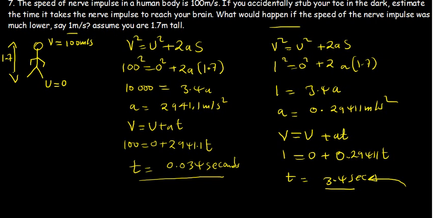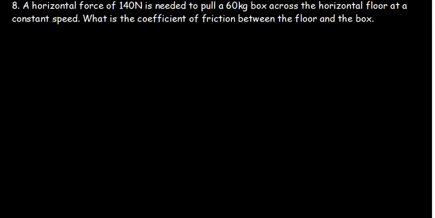Okay. Question number 8. A horizontal force of 140 newtons is needed to pull a 60 kg box across a horizontal floor at a constant speed. So here is the box. A horizontal force of 140 newtons is required to pull this 60 kg object. Now the statement given here is constant speed. What is the coefficient of friction between the floor and the box?